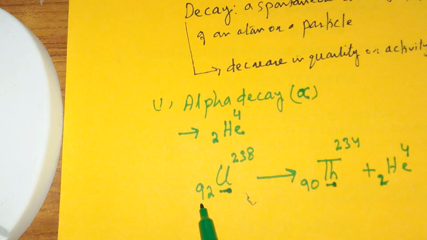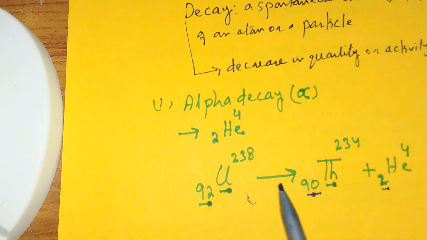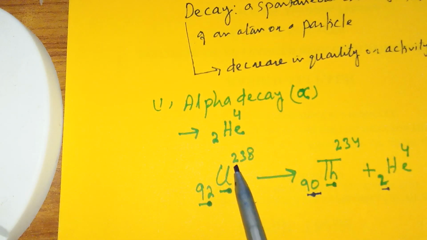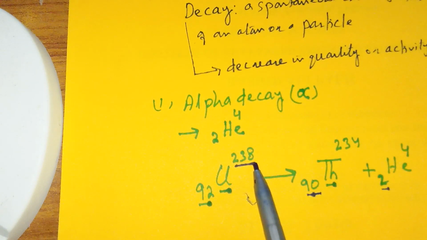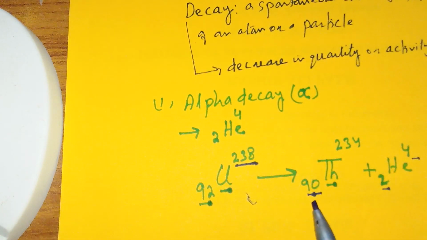You can see that we have the 92 atomic number on the reactant side. So this atomic number is decreased by 2 units. This is the 90, the atomic number of thorium, and this 2 is the atomic number of the helium. So the atomic number of the uranium is decreased by 2 units, and the mass number of uranium, 238, is decreased by 4 units. So this is known as alpha decay.